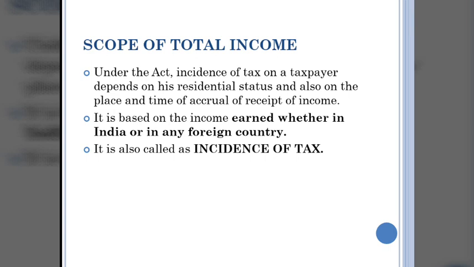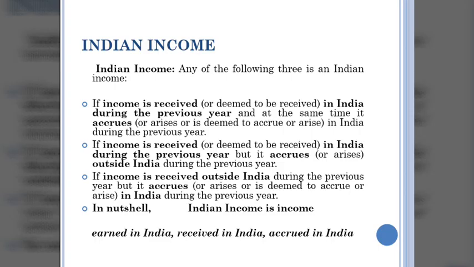This is based on whether the income is earned in India or in any foreign country. If the income is earned in India, it is taxable to all the categories, that is resident, non-resident and not ordinary resident. Whereas if it is any income earned in any foreign country, the taxable portion will be different, and this is called the scope of total income. So we want to know what is Indian income and what is foreign income. First we will see what is Indian income.